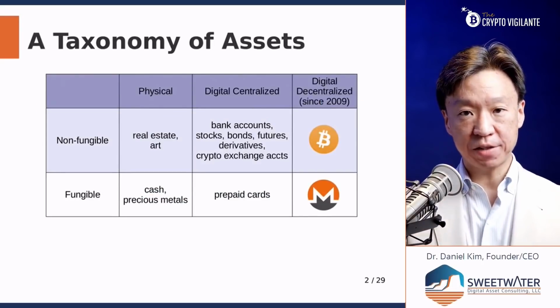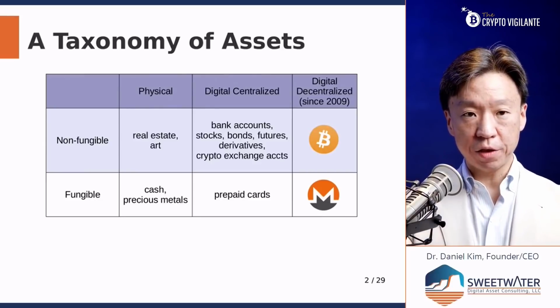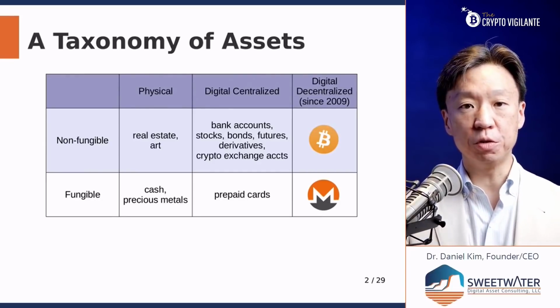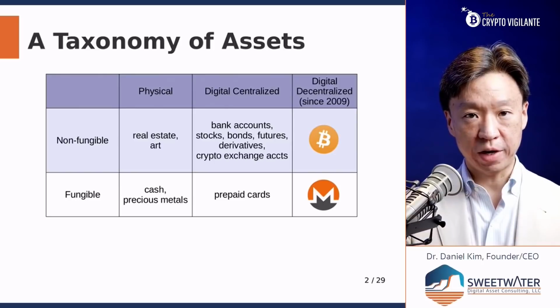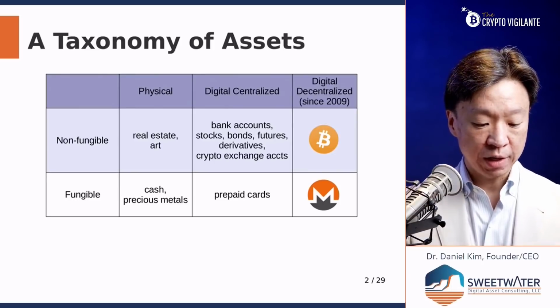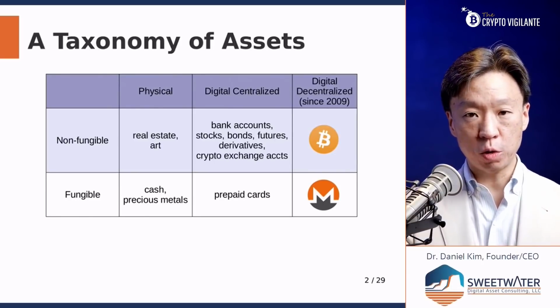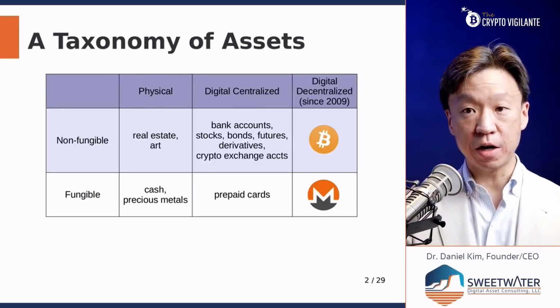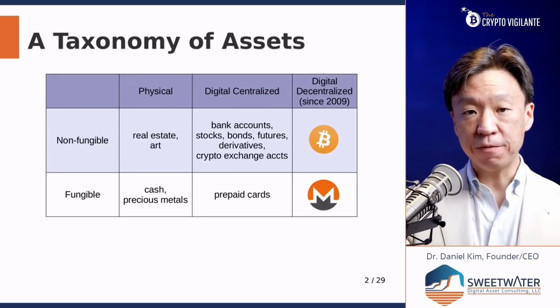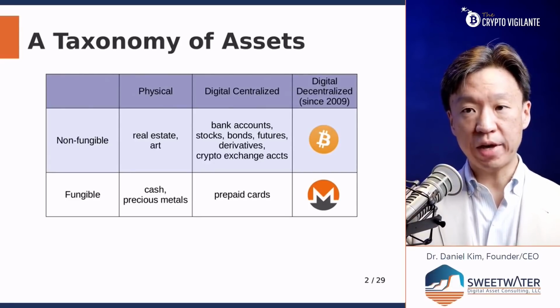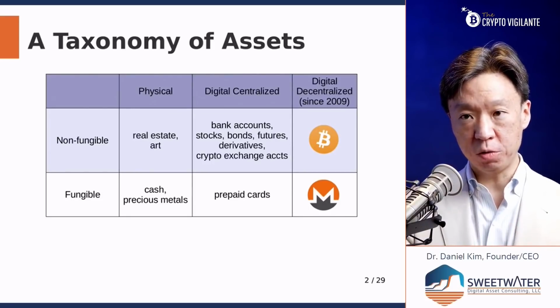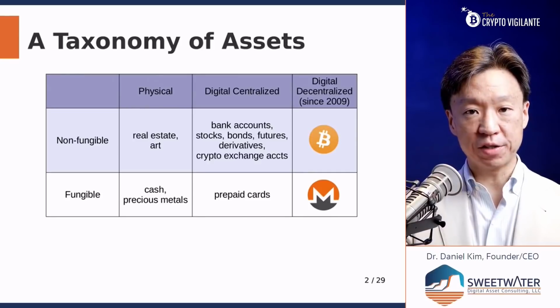Here's a taxonomy of assets. These are all the things that are out there that are possible to invest in for those who have wealth to invest. And I'm dividing this into two rows. There's fungible and non-fungible. So roughly, fungible means that you don't care which thing you get, because from your point of view, all the things that you could get are all the same.